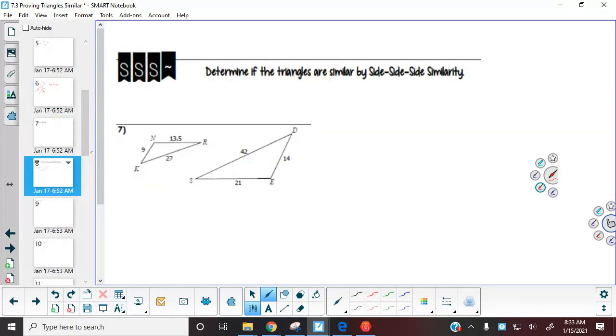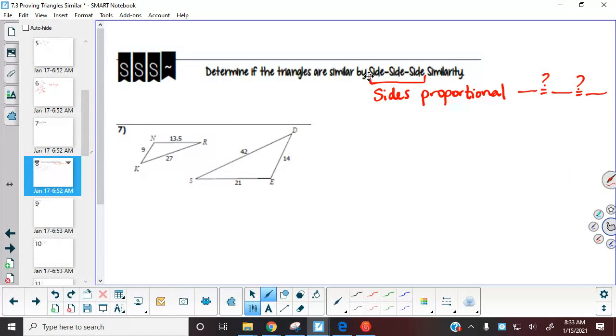All right. So let's take a look at the next type. So the next type is side, side, side similarity. So what we would have to show for side, side, side is that your sides are proportional. In other words, you are going to have to check some fractions. So you're going to say, okay, is this fraction equal to this fraction equal to this fraction? Are those equivalent? If that answer is yes, then you're good to go.